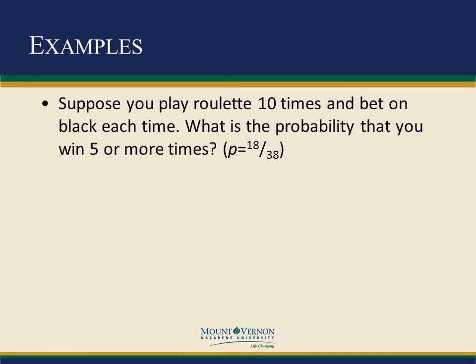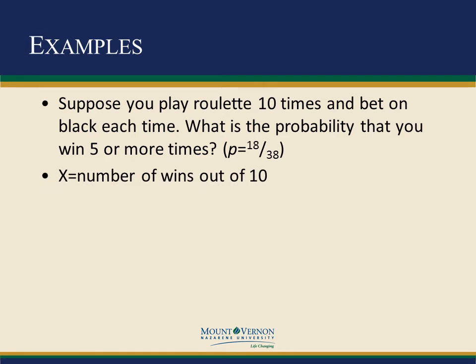Now a slightly more complicated example again. If we play roulette 10 times and bet on black each time, what's the probability that we win 5 or more times? Notice that in this case, we're looking for the probability of a range of values. And anytime you're interested in the probability of a range of values, you use the binomial CDF, the cumulative distribution function. This problem, though, is even more complicated than the other cumulative distribution function that we did because of the wording of the problem. Let me explain.